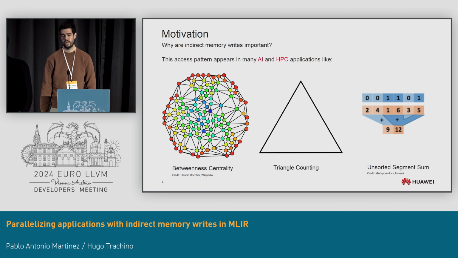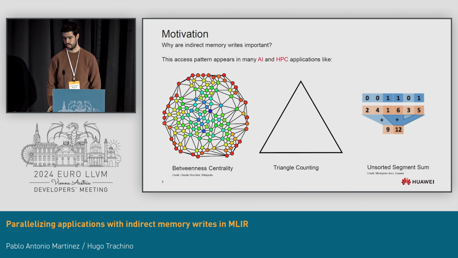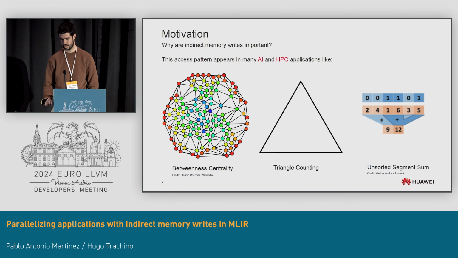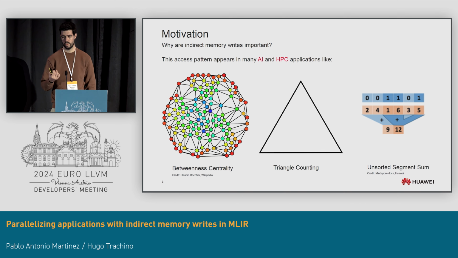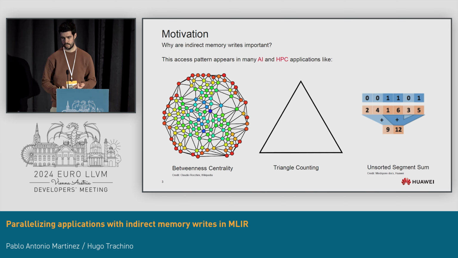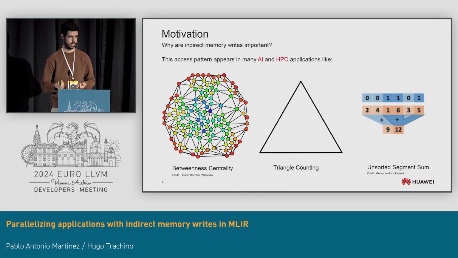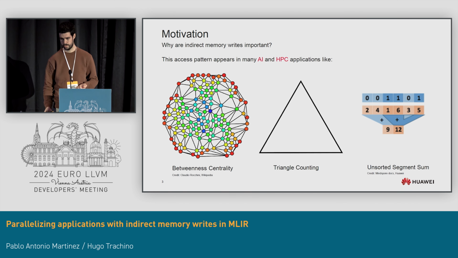So why are indirect memory writes important? We can see this kind of pattern in many AI and HPC applications like betweenness centrality, triangle counting, and unsorted segment sum. And when we want to run these applications in MLIR, we normally would be writing this in a linalg generic and then lowering that into lower dialects. The problem here is that you cannot actually represent these kinds of applications with only a linalg generic.